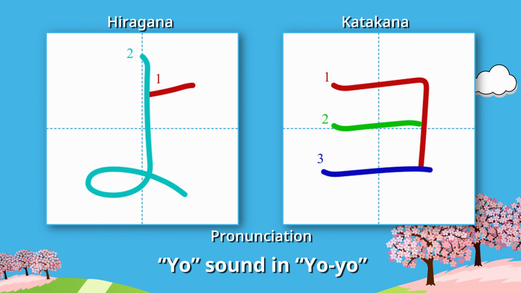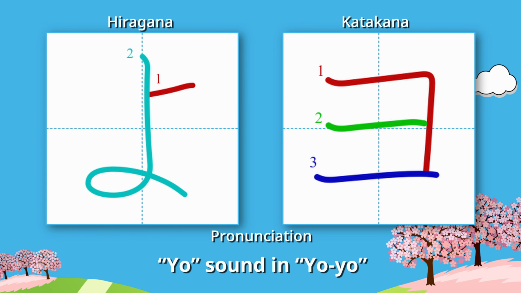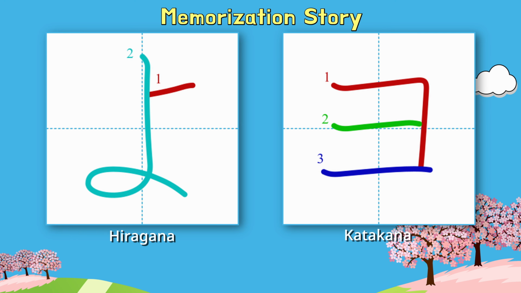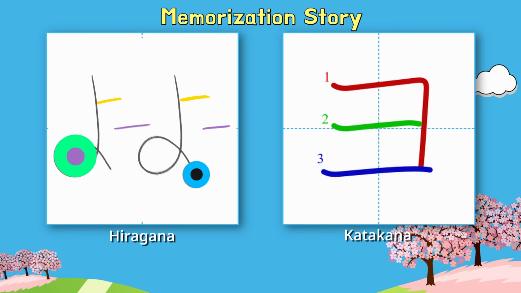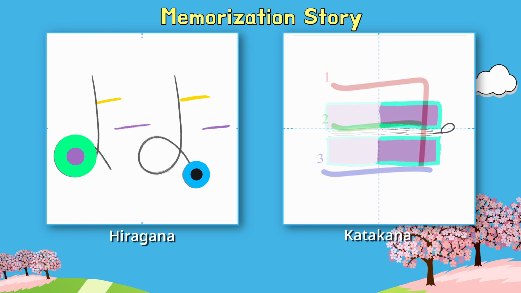These characters represent the yo sound in yo-yo. Yo. Yo. The hiragana yo is a hand holding a yo-yo string, with the loop being the actual yo-yo down below. Or perhaps looping the yo-yo string into some tricks. The katakana yo is a yo-yo viewed from the side, though cut in half.